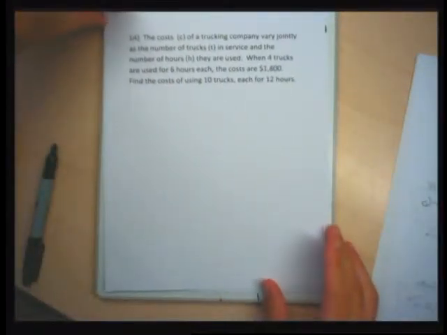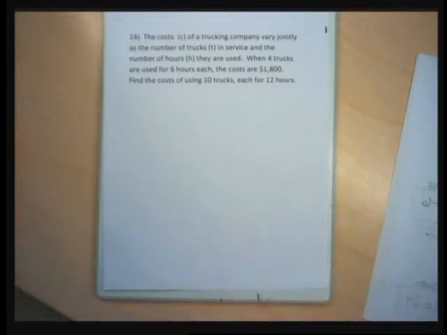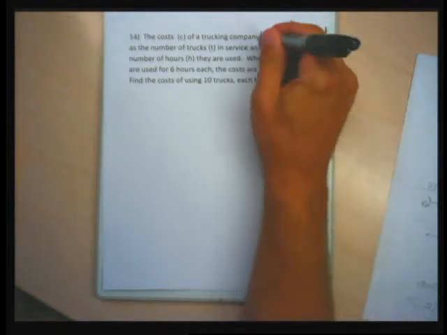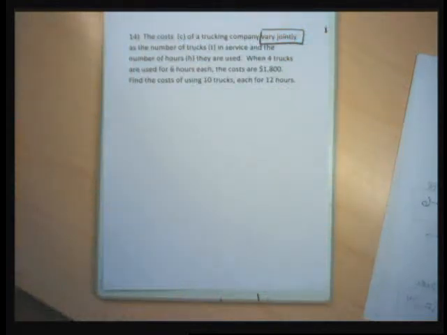So 14, I scan the problem quickly. In the first sentence, I see "varies jointly," which means I don't need a fraction. I'm going to need multiplication, 2 letters after the k.